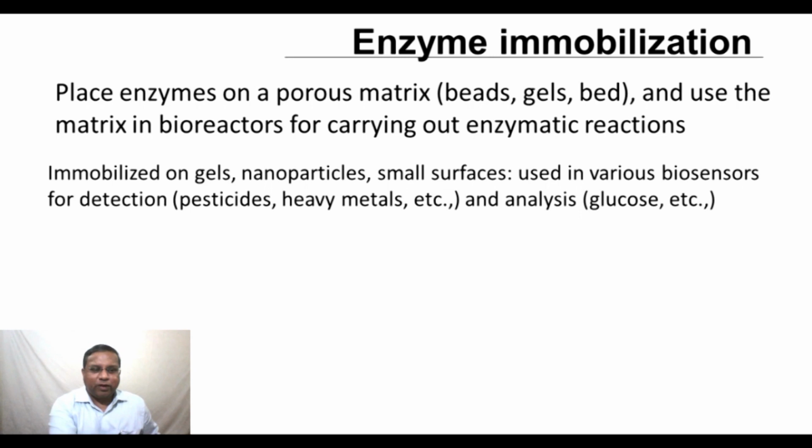They're also immobilized on gels, nanoparticles, and small surfaces, these enzymes. And when done appropriately, they can be used as biosensors for the detection of, let's say, pesticides or heavy metals, and also for analysis of analytes such as glucose. Immobilized glucose oxidase can be used as a glucose sensor in an appropriate format. That's what is typically done also. So it can be used for various different purposes, not just for production purposes.